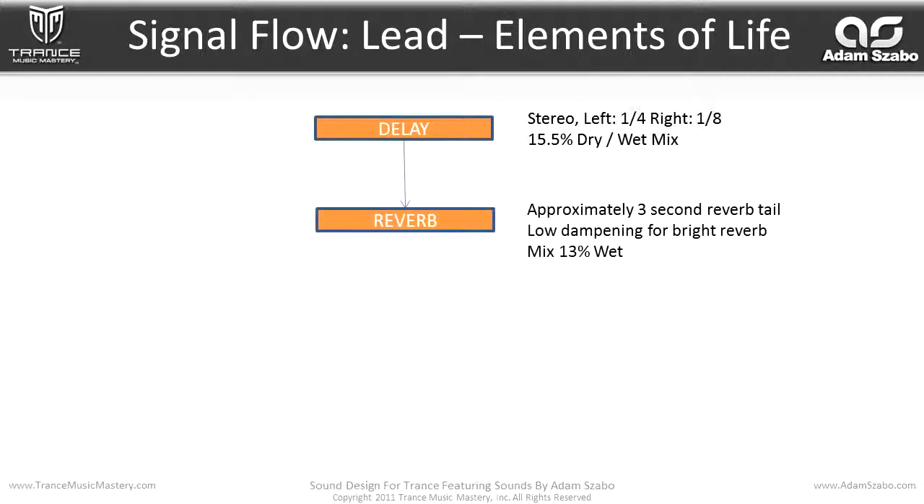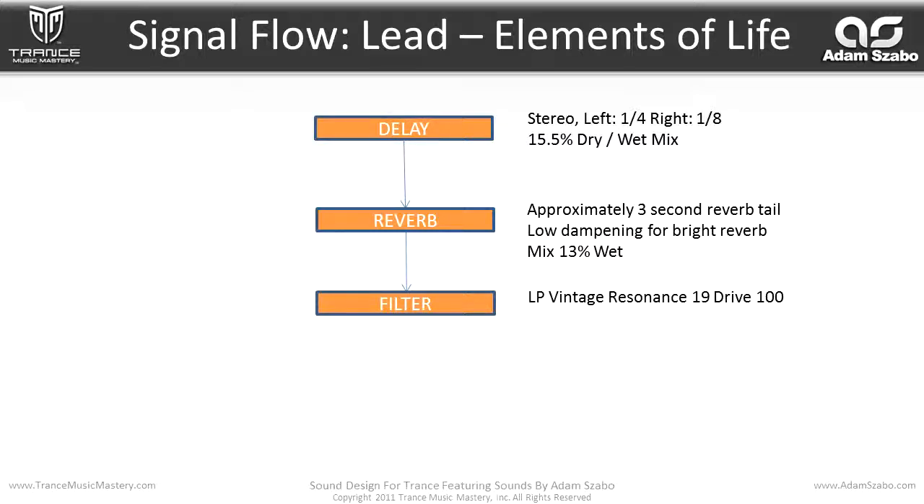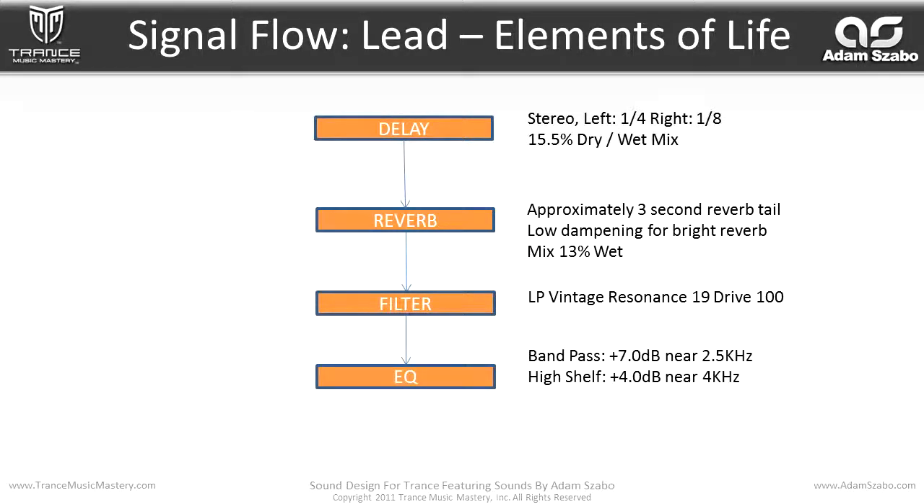And then that flows into a reverb with approximately a 3-second reverb tail, low dampening for a bright reverb, and that's mixed at 13% wet. And then that flows into a filter, a low-pass vintage filter with resonance at 19 and drive at 100, which adds the distortion. And then that flows into an EQ with a bandpass filter at +7 dB boost near 2.5 kHz and a high shelf +4 dB boost near 4 kHz. And then that flows into the main output.